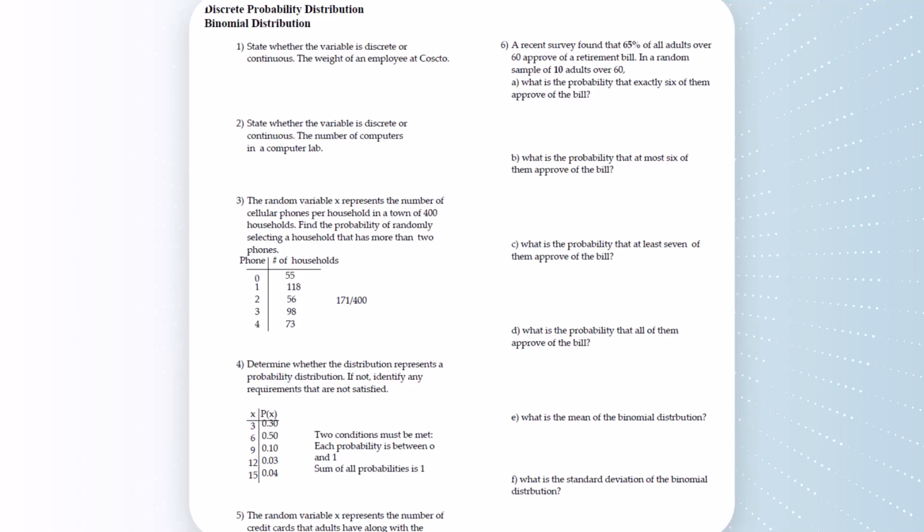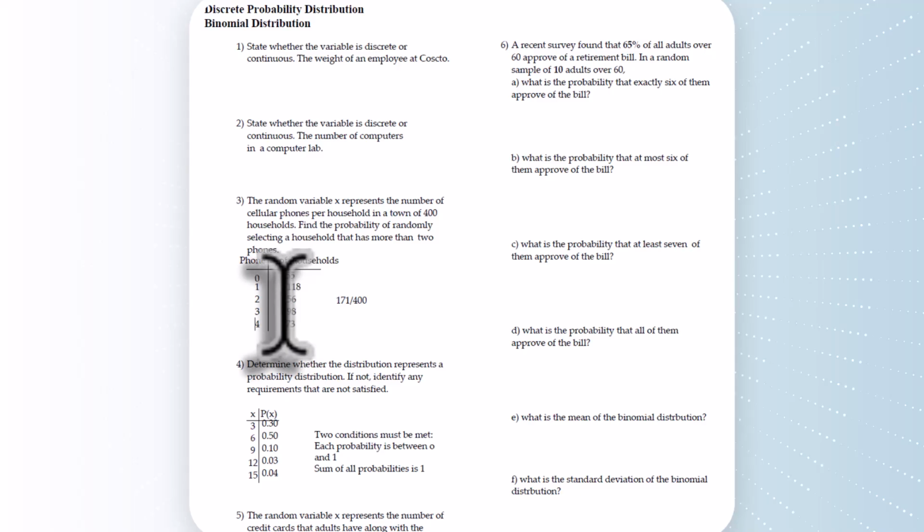Number 3. The random variable x represents the number of cellular phones per household in a town of 400. What is the probability of randomly selecting a household that has more than 2 phones? So more than 2 phones, as you can see, it's either 3 or 4. So we need the likelihood of someone having more than 2 phones. It could be 3 or 4.